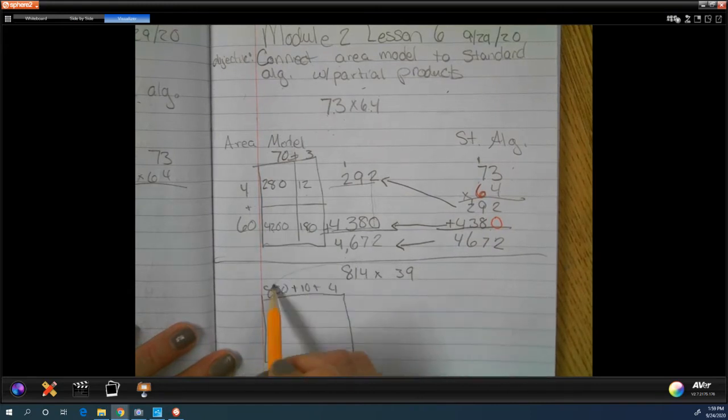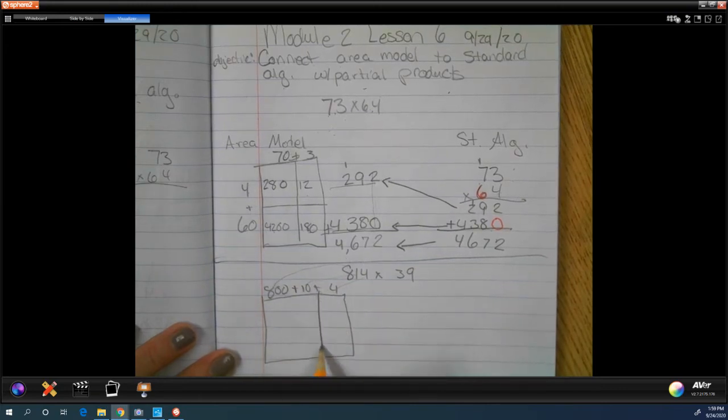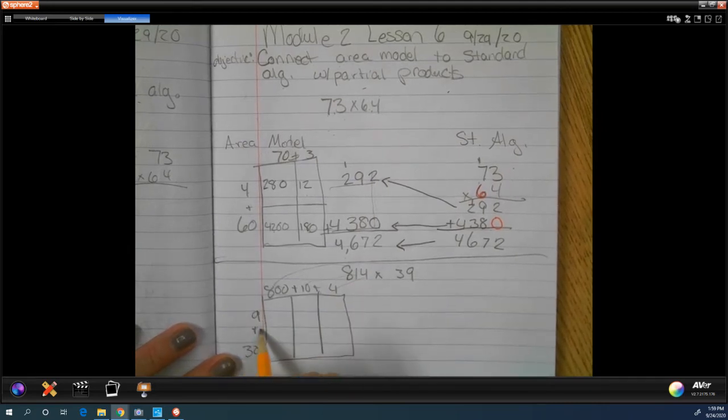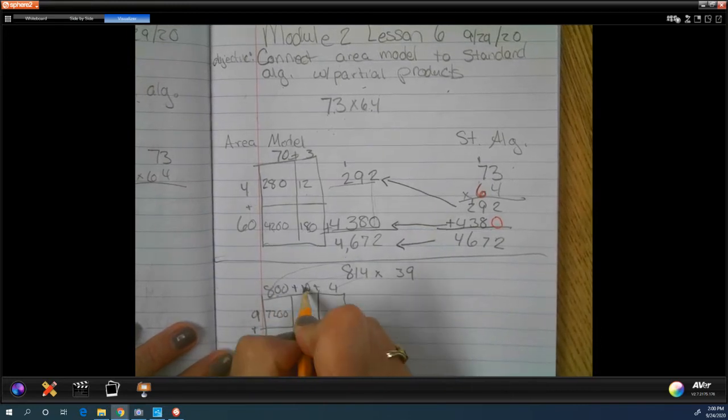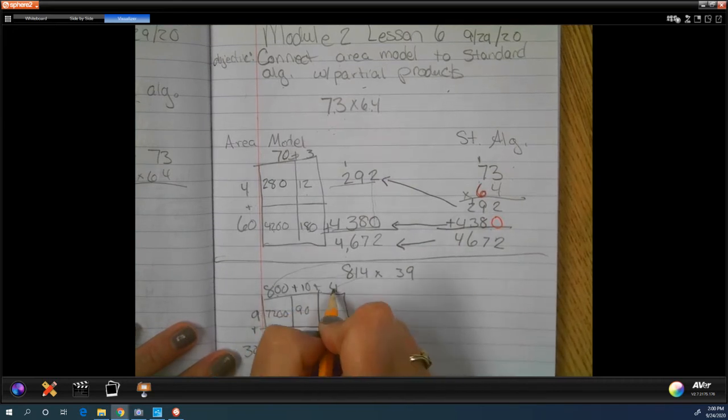So that's my 800s, 10 tens and 4 ones, right? Everywhere there's a plus sign, I knew to make my box. And then I have 30 plus 9. Now I can just do the simple multiplication. 8 times 9 is 72, but there's 2 zeros. 9 times 1 is 9, but there's 1 zero. 9 times 4 is 36.